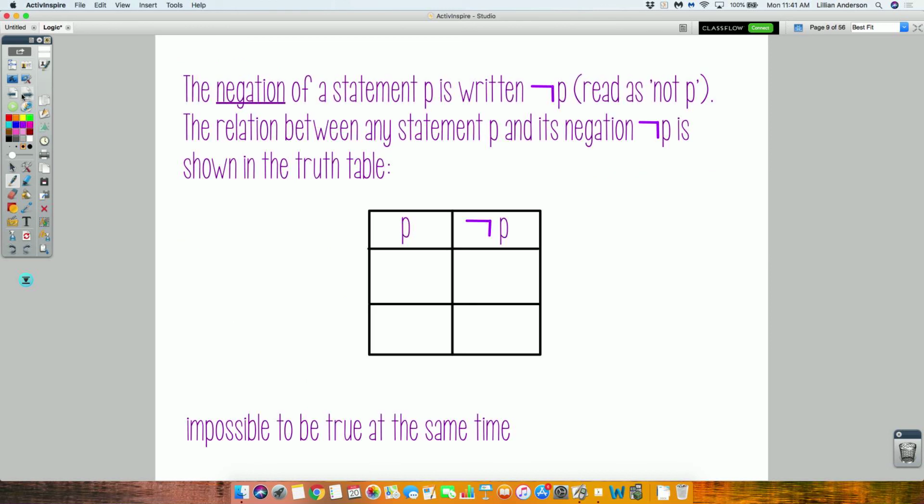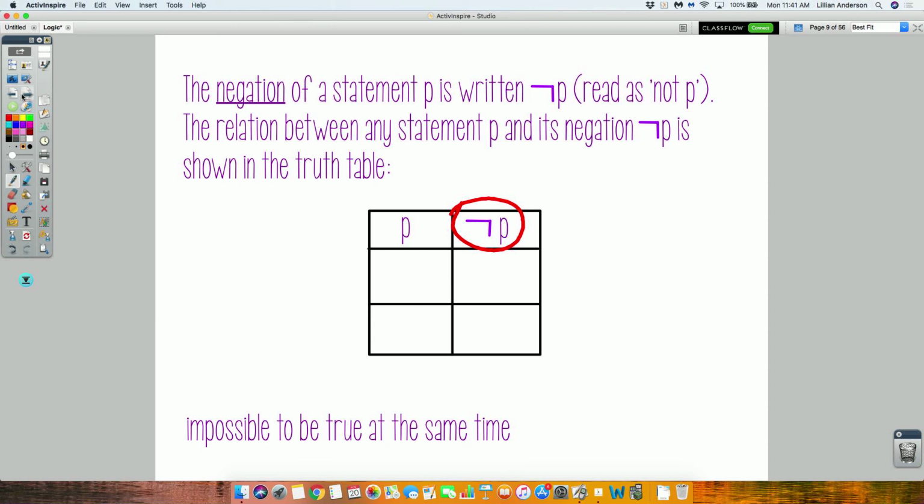Negation, starting with the first one. If you flip it open, negation of a statement P is written with this symbol. When you see this combination together, this basically means not P, negation of P. The relation between any statement P and its negation is shown in the following truth table. When you open up the flap, you'll see a Venn diagram on one side and a truth table on the other side. The truth table is already partly filled in, correct?